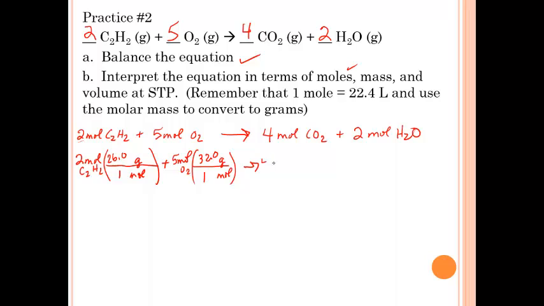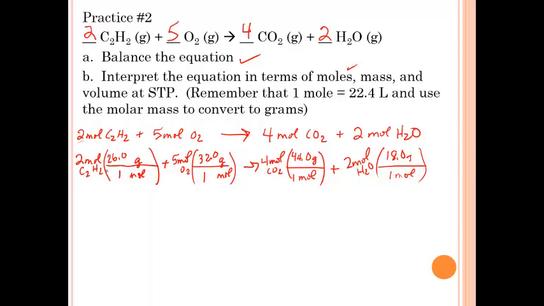Now on my product side, I had 4 moles of CO2, and for every 1 mole of CO2, I get 44.0 grams. Again, you are going to need to get out your periodic table, and you could always double check these, just to make sure that I have the right molar mass. And for 2 moles of water, we want to convert 1 mole of water, and that's 18.0 grams. Alright, so that's just setting up all of your molar mass problems.